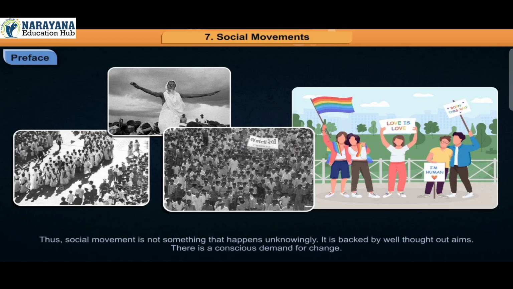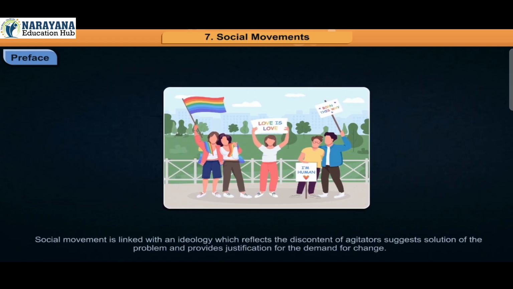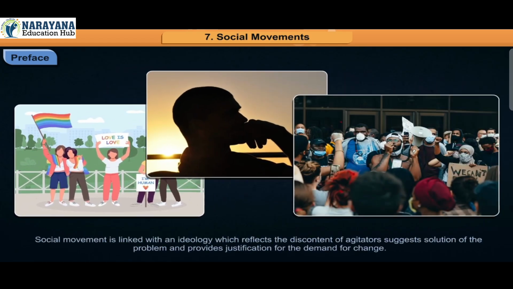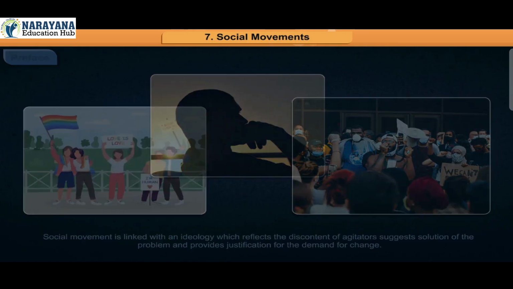Thus, social movement is not something that happens unknowingly. It is backed by well thought out aims. There is a conscious demand for change. Social movement is linked with an ideology which reflects the discontent of agitators, suggests a solution of the problem, and provides justification for the demand for change.